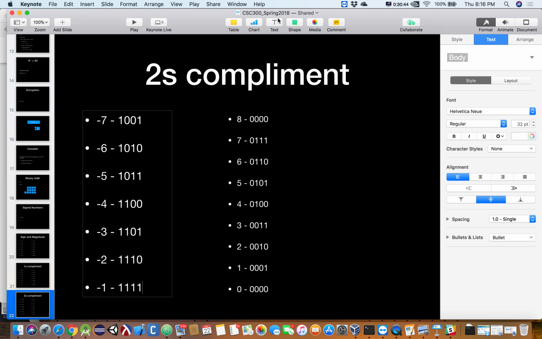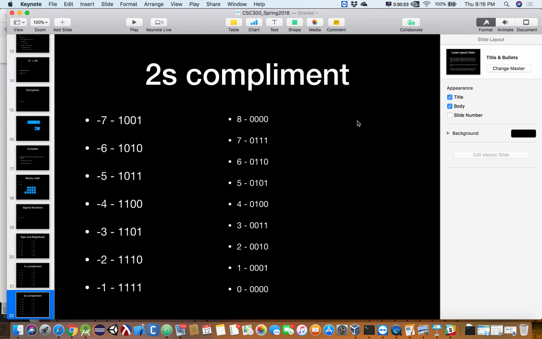And where have we seen this before? If we look at a byte, okay, if we're looking at signed bytes here, I'm going to put this on a different screen.